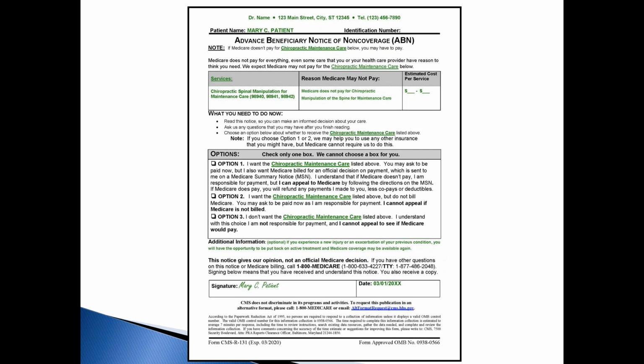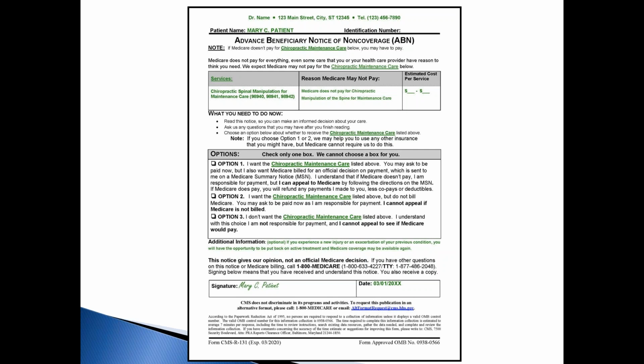So if the patient checks option one, you are required to bill Medicare. But what are you going to do differently? You're going to take off the AT modifier, replace it with GA. Now that goes into Medicare. Medicare will deny it, and it'll come back as a PR remark code, patient responsibility.